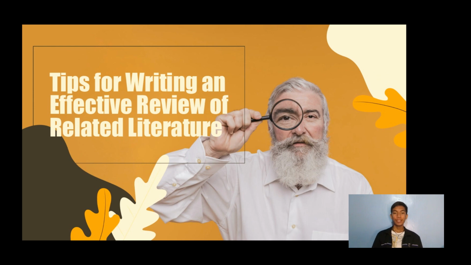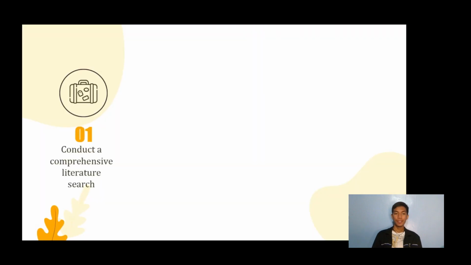So here are some tips for writing an effective review of related literature. First, conduct a comprehensive literature search. Start by identifying relevant databases and conducting a thorough search of the literature. Use keywords or subject headings to refine your search and ensure that you capture all relevant studies.